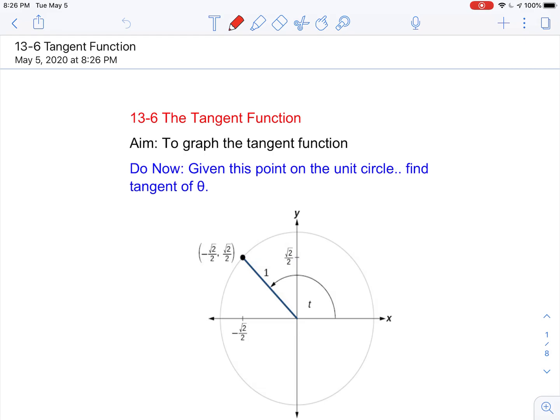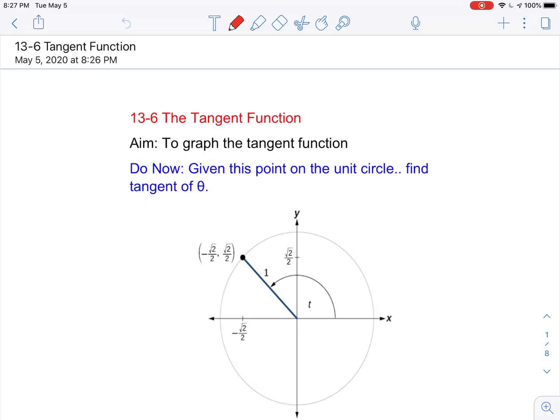Hey guys, welcome to the video on 13-6, the tangent function, the last section of chapter 13 that we're going to look at. The aim for today is going to be to graph the tangent function. So we spent quite a bit of time talking about sine and cosine, and then moving on to sine and cosine with transformations, and now we're going to extend our graphing to the tangent function.